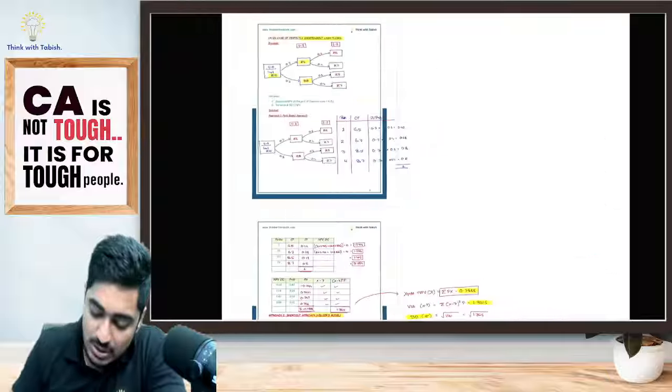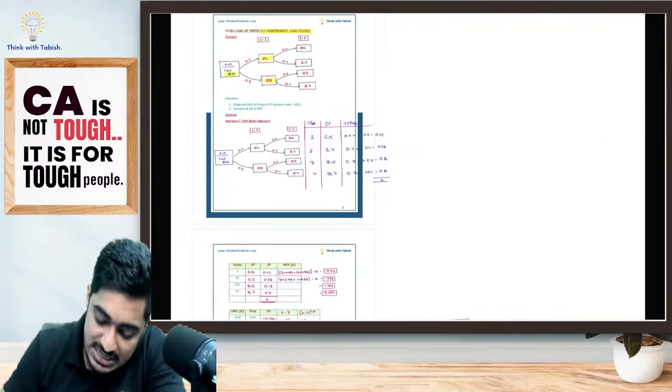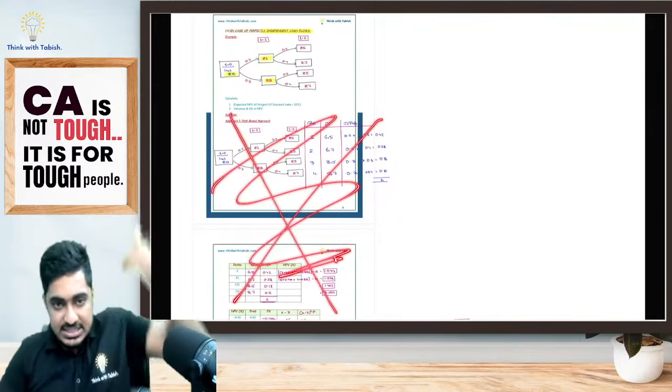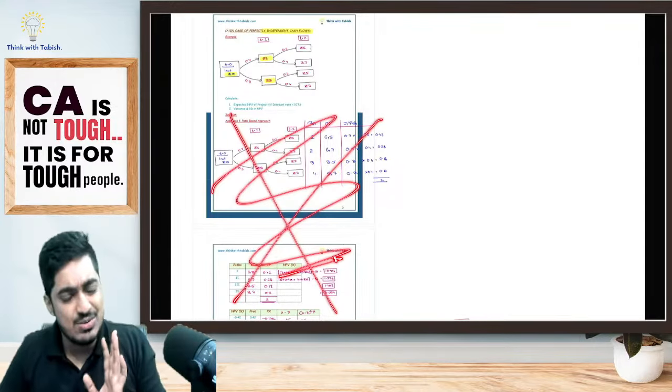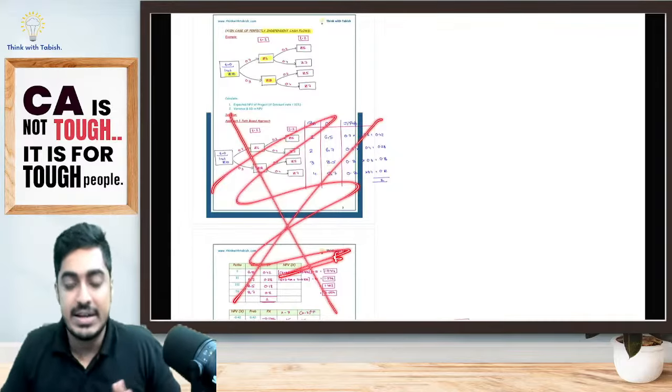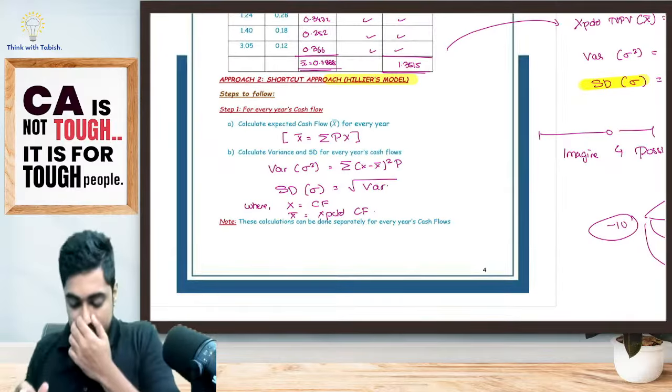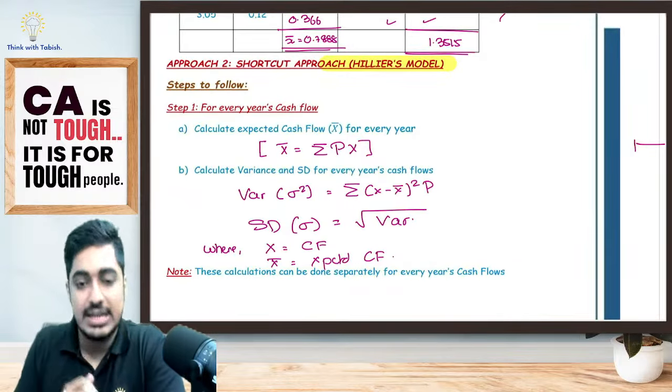Yes, approach number 1 was a logical approach. For exam, I will not be doing it using this approach. Yes, the next set of things I will be using this approach, but for perfectly independent cash flow, I will not do it this way. Then what I have to do? Simple. Shortcut. This is Hillier's model. Hillier has given a shortcut.